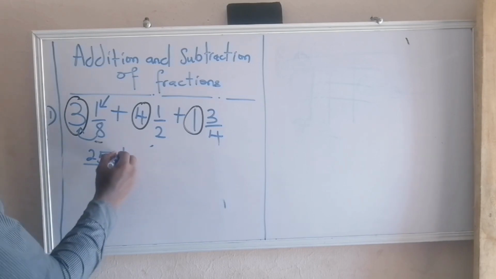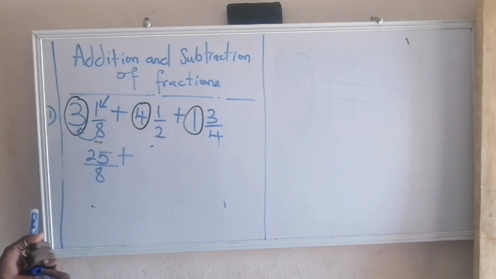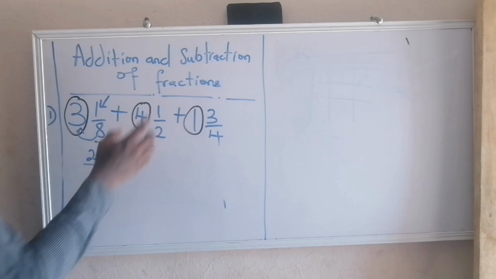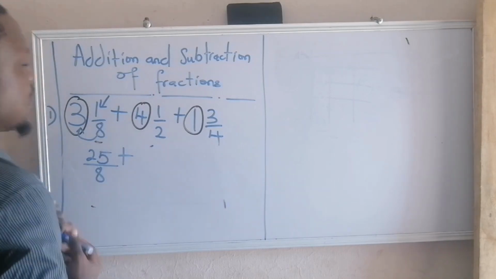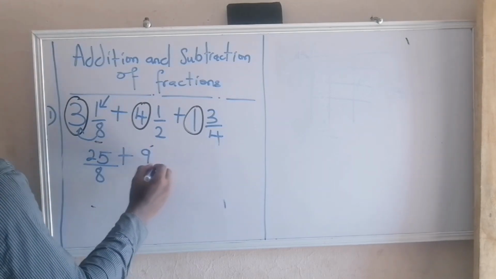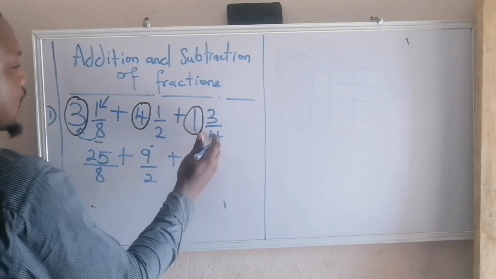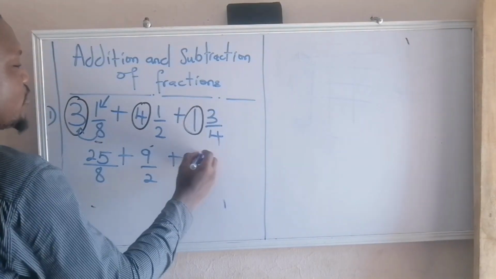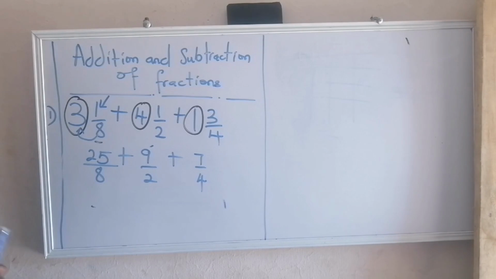Can you see it? Plus, 2 times 4. We are trying to convert this mixed fraction to an improper fraction. 2 times 4 is what? 8. 8 plus 1, that will be 9 over 2, plus this one: 4 times 1, 4, plus 3, that will be 7 over 4. Now, once you have done this, what's the next thing? The next thing is that you look for your LCM, which you have done when we were using the first method.